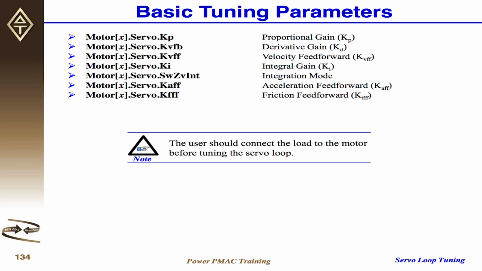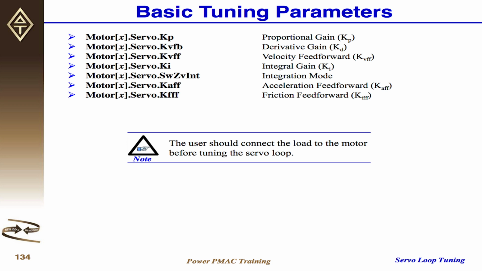Next is the derivative gain, KVFB, also known in the literature as Kd. This acts as an opposition force or a damping force proportional to the speed of your motor. So basically we want to add Kp until we have the natural frequency we desire, and then add KVFB to damp out unsafe oscillations. And you'll see some examples of that when I show you plots.